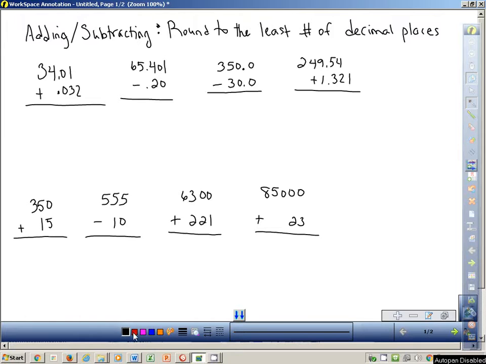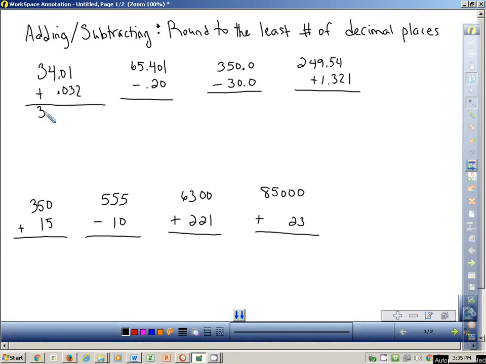Okay, the first thing is adding and subtracting with Sig Figs. The first thing that you need to know with adding and subtracting is that the easiest rule to follow is that you round your answer to the least number of decimal places. So let's talk about decimal places first. If we look at 34.01, we see it has 2 decimal places, and we see that 0.032, what we're adding to it, has 3 decimal places.